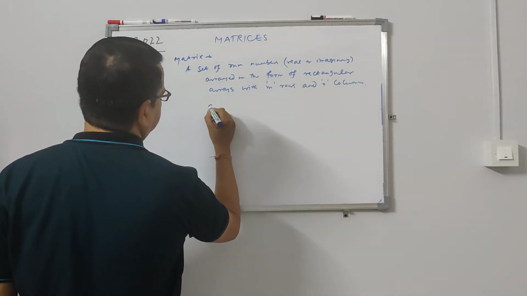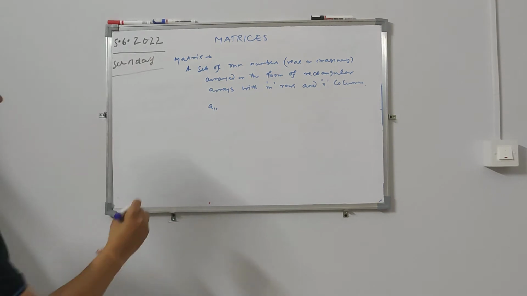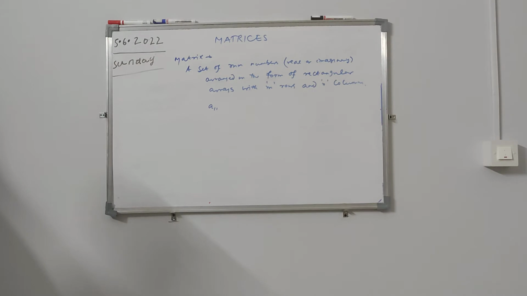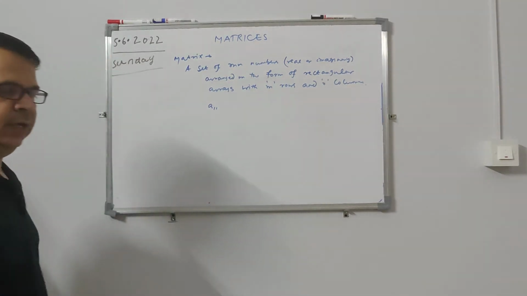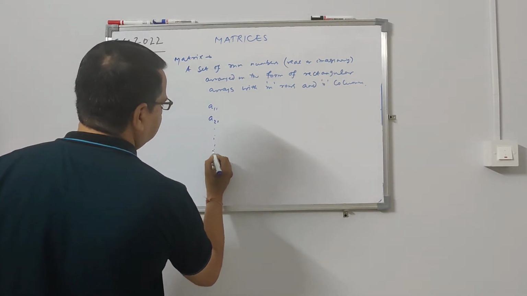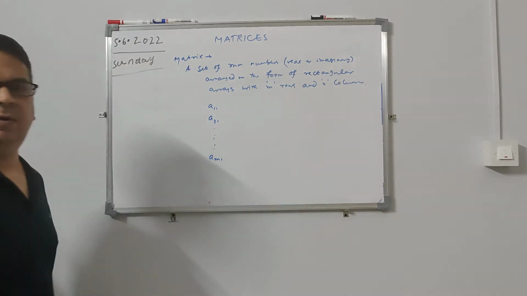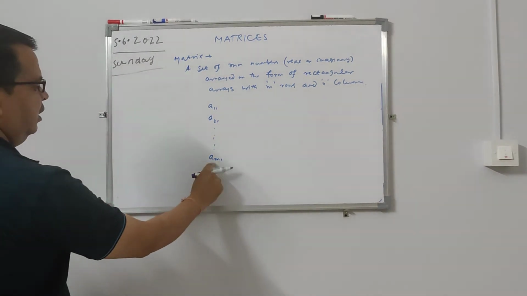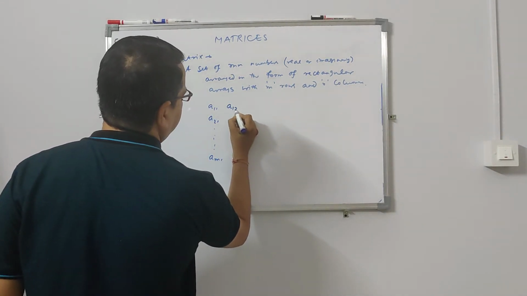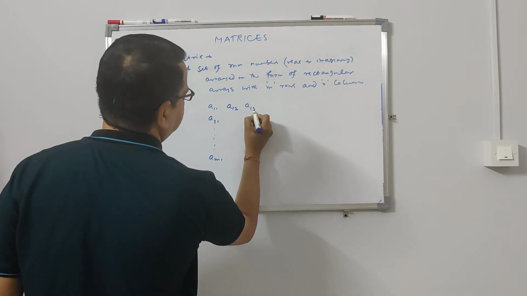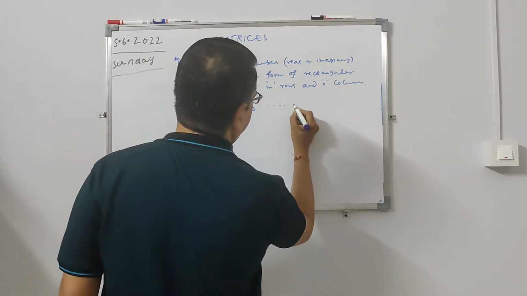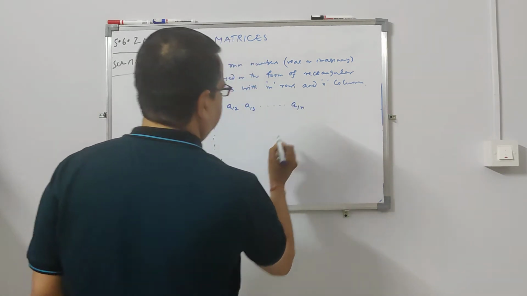So it will start like this. Let us say this is a11, okay? The first prefix is row, second prefix is column. So if it has m rows, it will go like this: a11, a21, and so on, and it ends with am1. That means this is the mth row, first column. Then if you go along the columns, a12, a13, so the second prefix is column, and it will become a1n, okay?